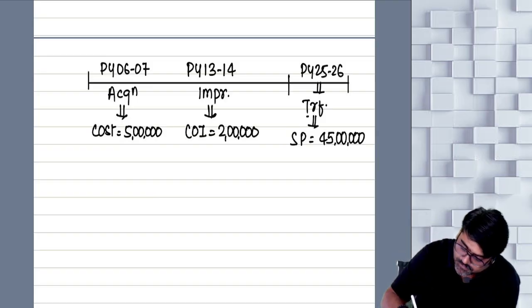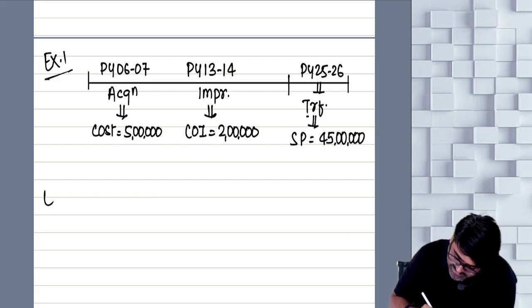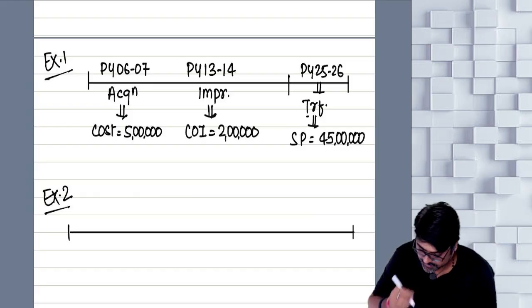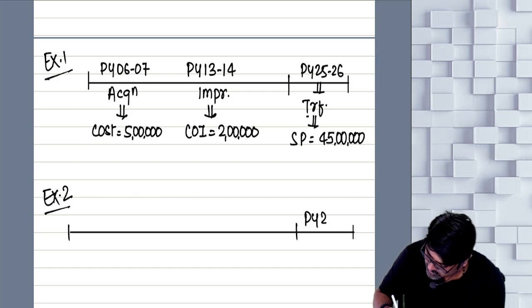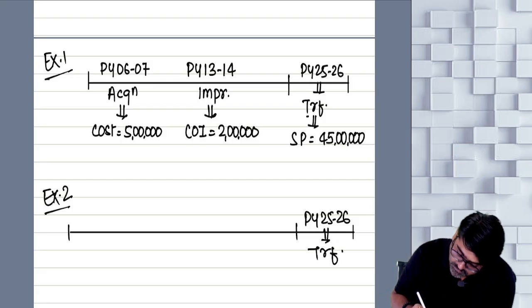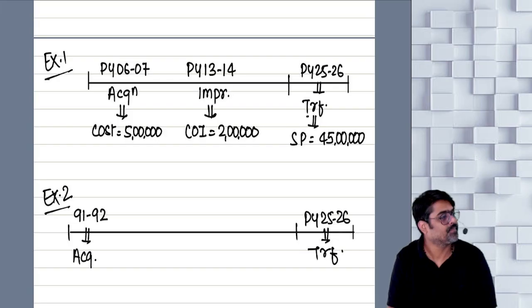Now, pay attention. That was example 1. Now my second example is example number 2. In this example, let's assume the same thing. I'm transferring my asset in the previous year 25-26. Now this asset, sir, I bought in 91-92. Which year did I buy? In 91-92, I acquired this asset.